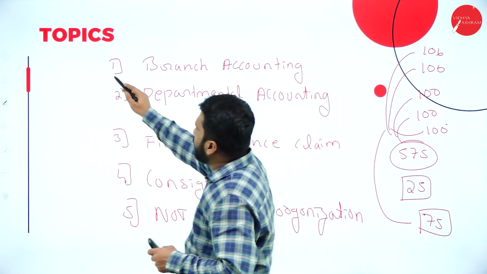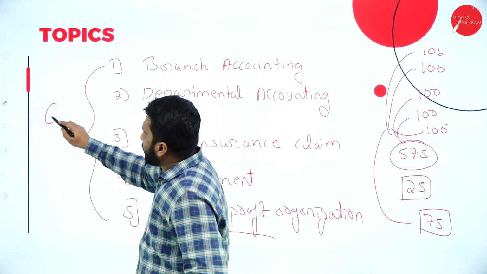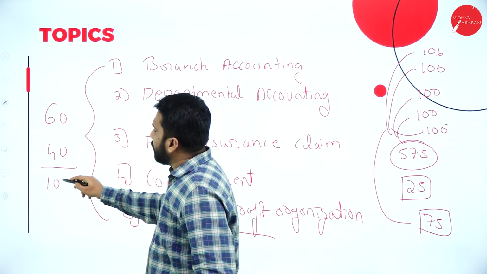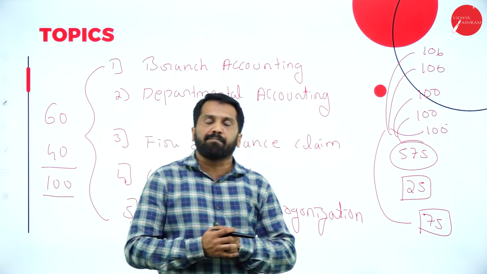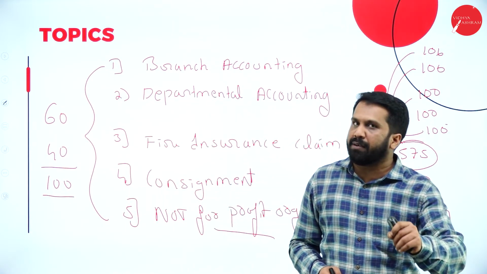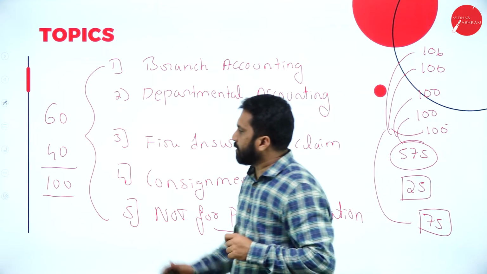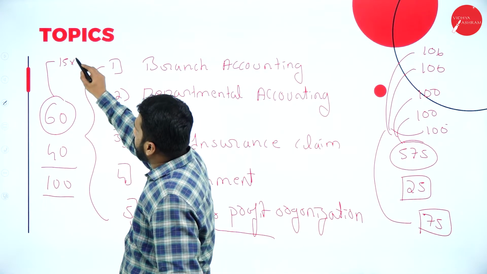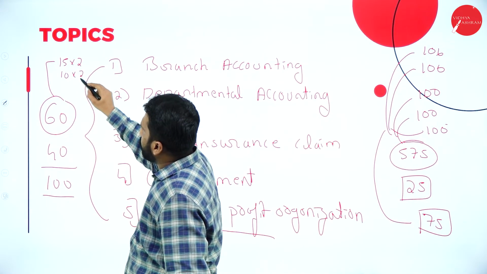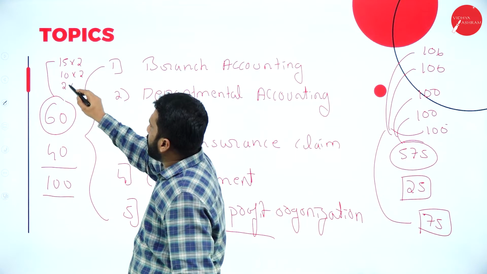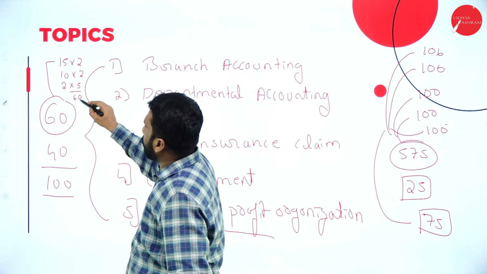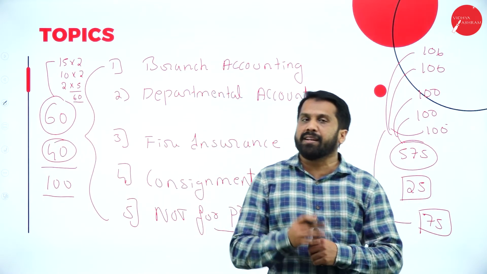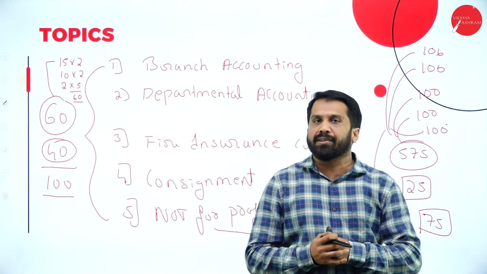How many marks will it cover? As you know, 60 marks will be your paper, 40 marks will be your internals. In total it will cover how much? 100 marks. Hope you are clear. In this 60, as you know, 15 into 2, 10 into 2, and 5 into 2. This will cover your 60 marks, and these 40 marks will be taken from internal assessment as well as internal assignment. Hope you are clear.